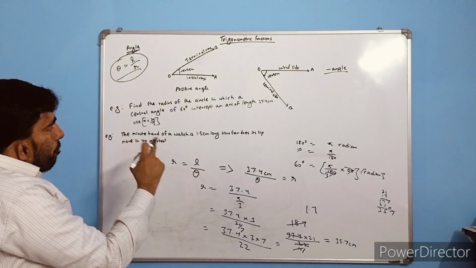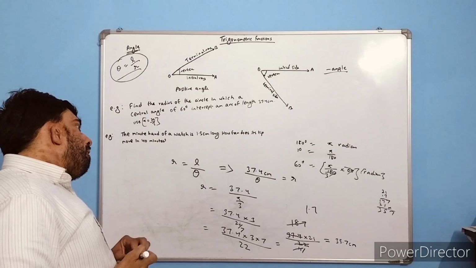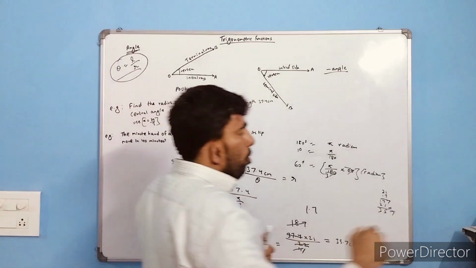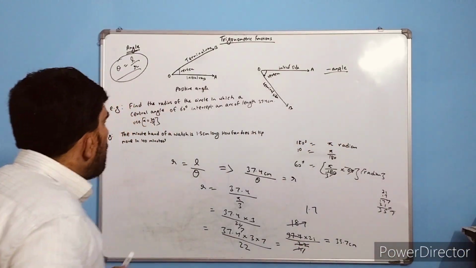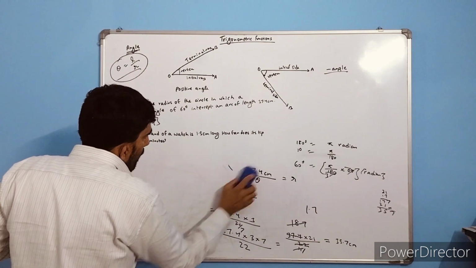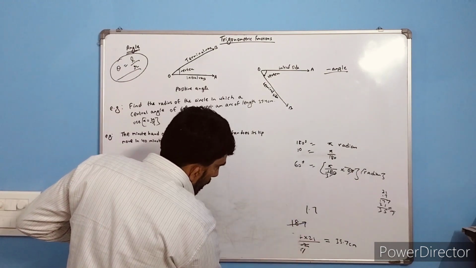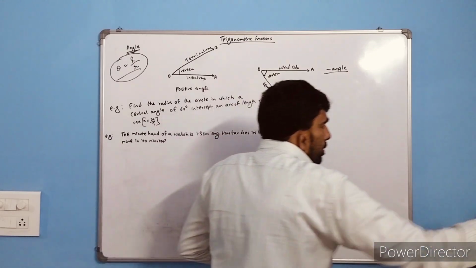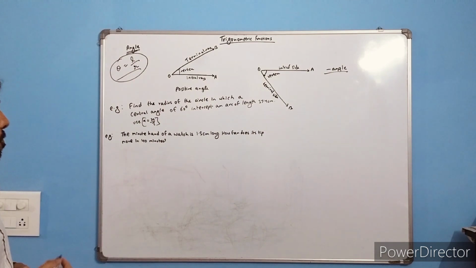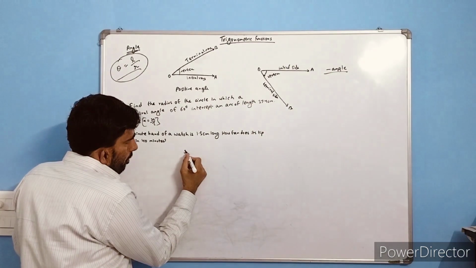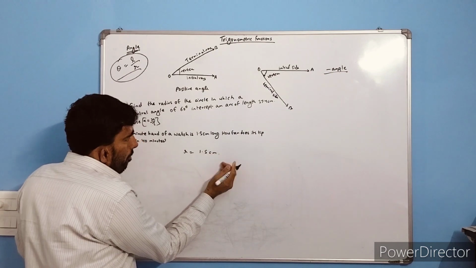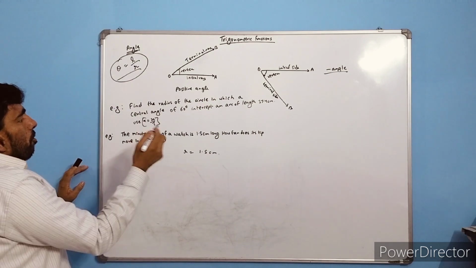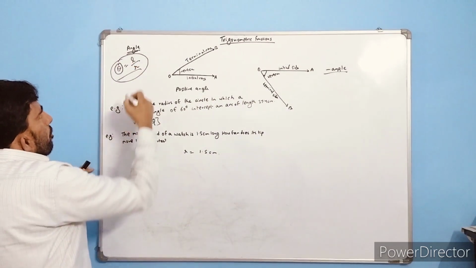A minute hand of a watch is 1.5 centimeters long. How far does its tip move in 40 minutes? Let us see how we can solve this numerical. The minute hand is 1.5 centimeters long, so it means we have the radius. Now, how far does it move in 40 minutes? We need to find this theta so that we can find L.